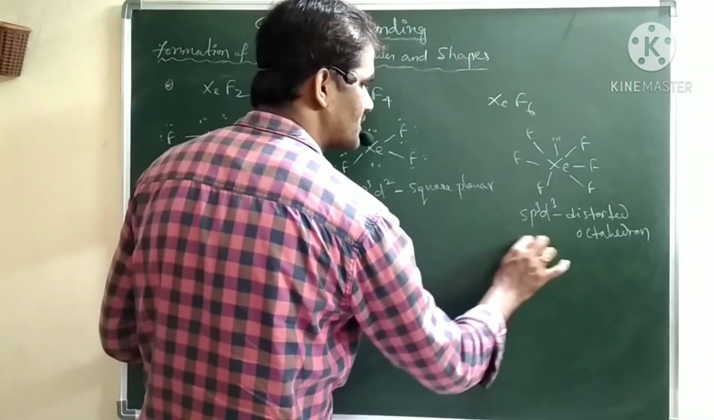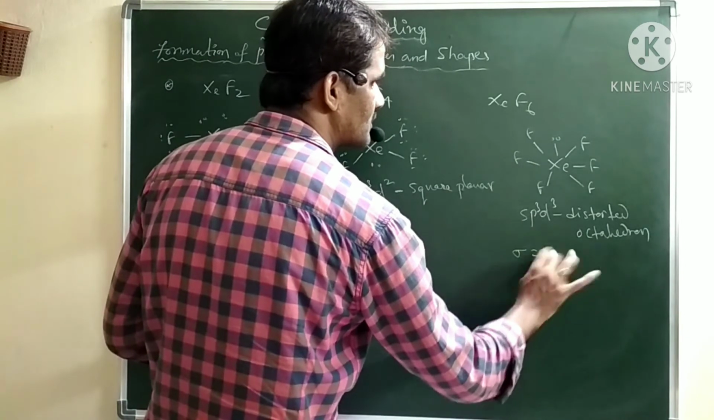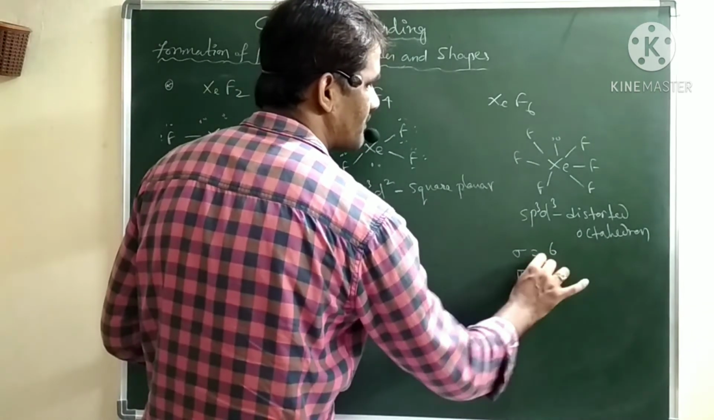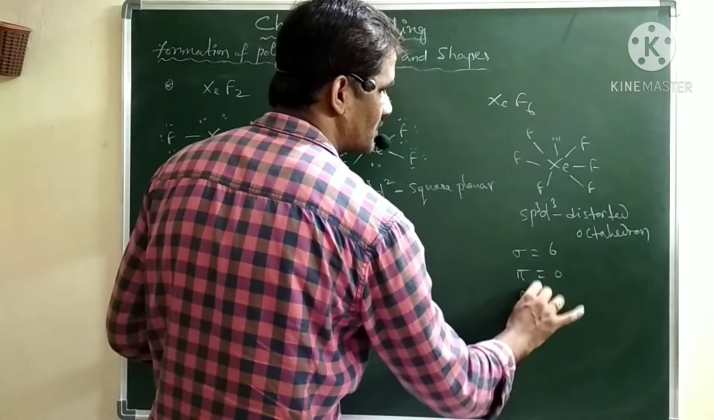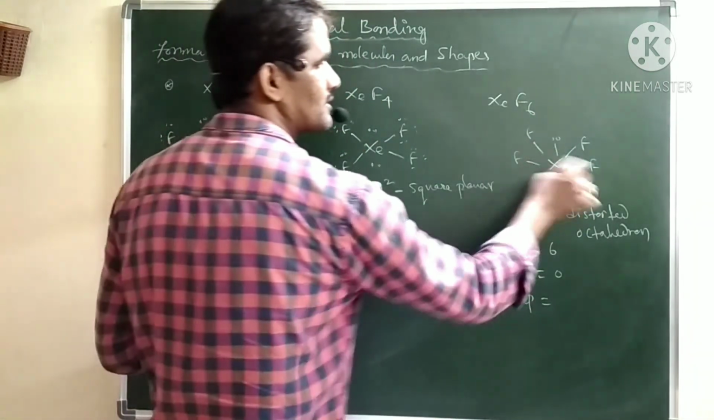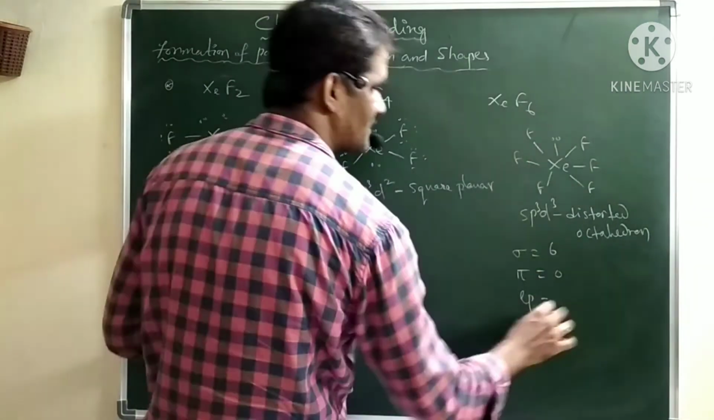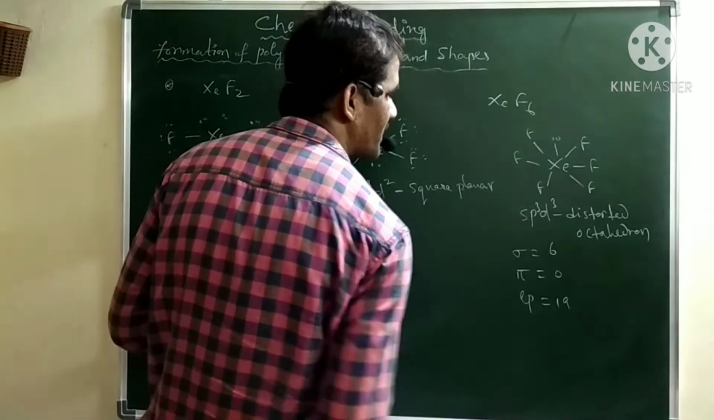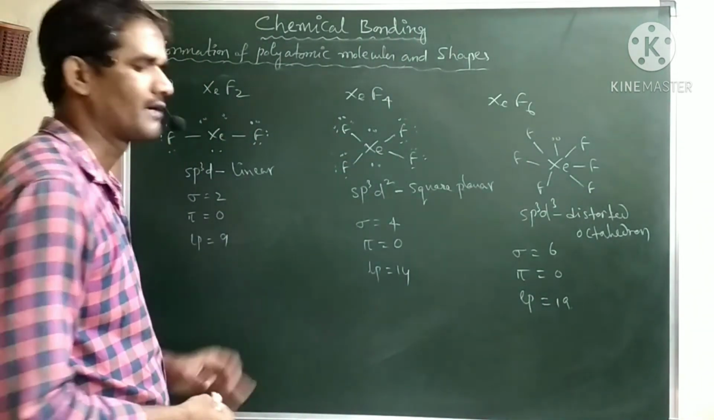Again, the total number of sigma bonds is 6 and pi bonds 0. Total number of lone pairs: again, each fluorine carries 3 lone pairs, so 6 into 3, 18, and 1, 19 lone pairs in the xenon hexafluoride molecule.